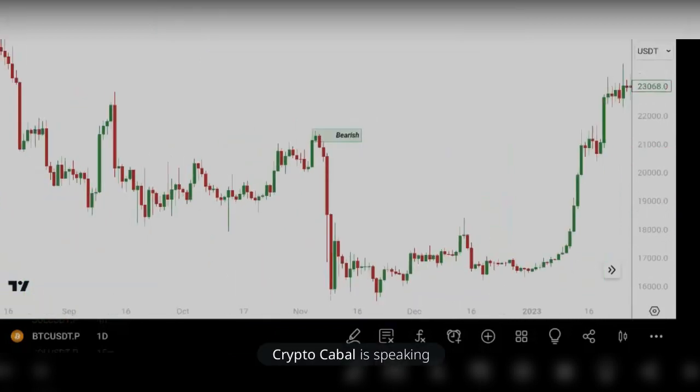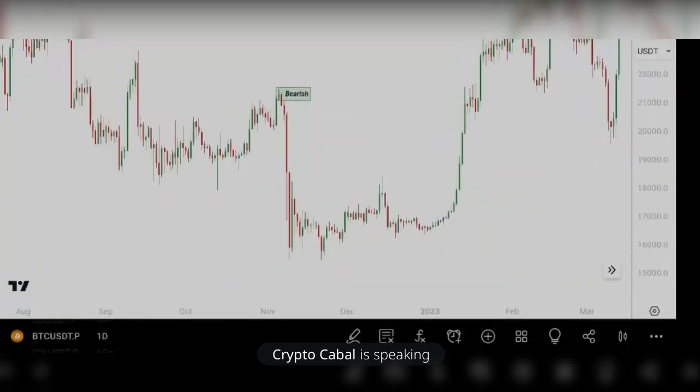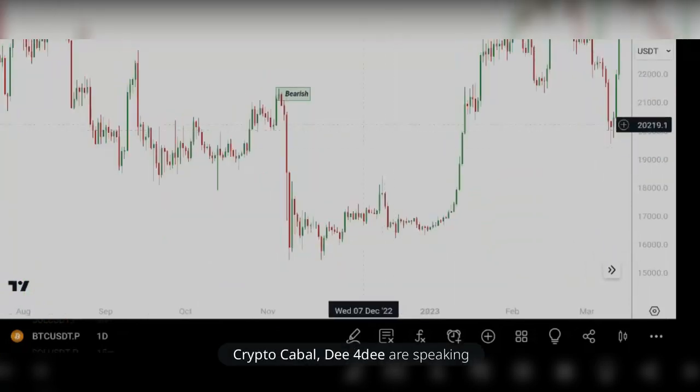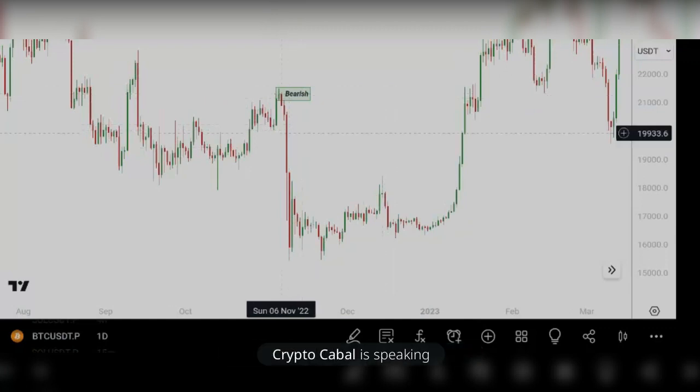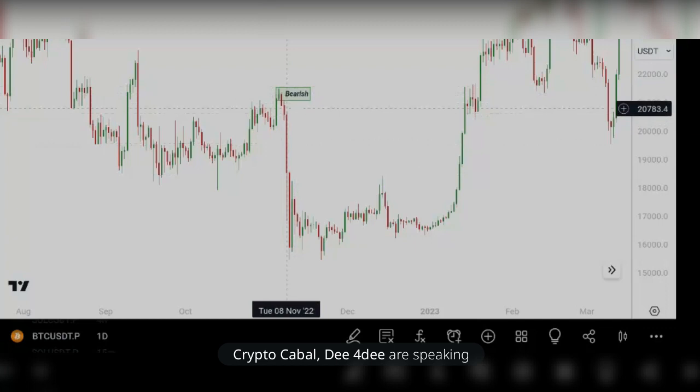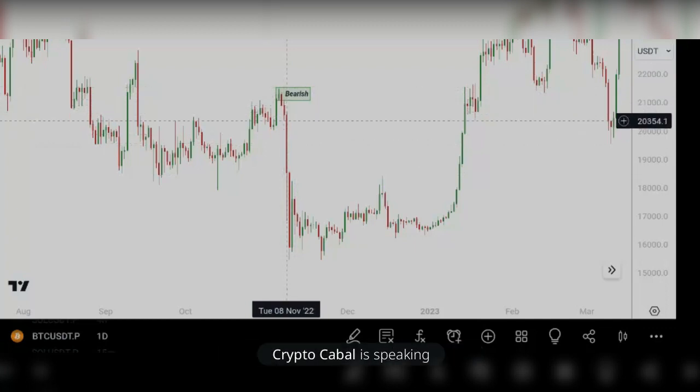And now, see the way it was formed. Can you see where it's formed? After it was formed, what did you notice? Didn't you see an aggressive push downward? So that is how the bearish engulfing works.